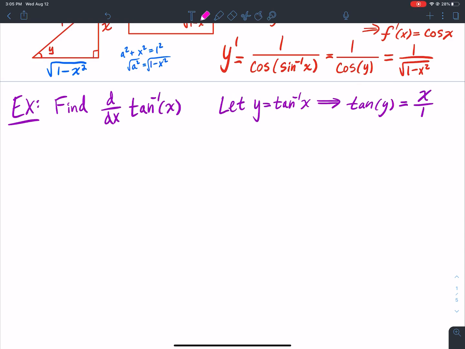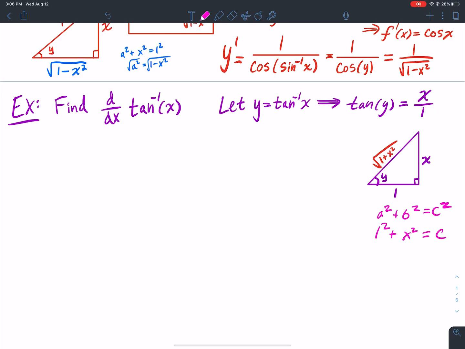Remember tangent, tripping on acid, opposite over adjacent. So when I draw my triangle, I want to be opposite over adjacent. That means I have x on this side and 1 here. So I can use the Pythagorean Theorem, a squared plus b squared equals c squared, with 1 here and x here, and then c squared. I want c, so I take the square root, and that's where this comes into play right here. So using the triangle is really helpful.